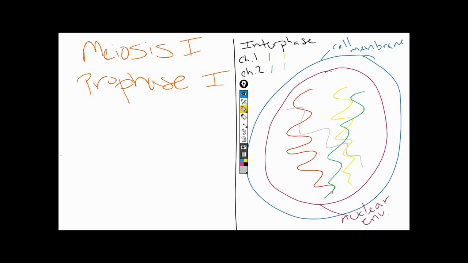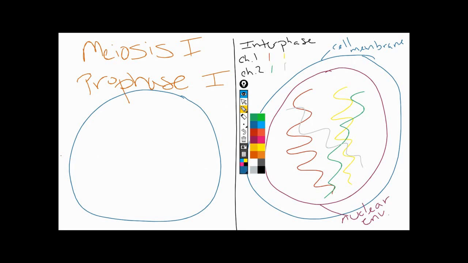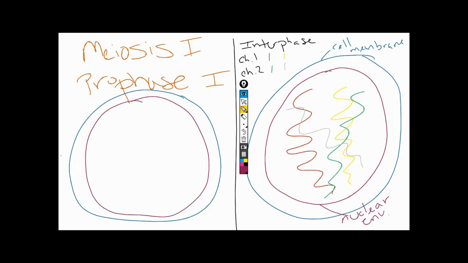Okay, so let's think through the things we need. Do I still have a cell membrane? Yeah, that's not going to go away, right? Let's go ahead and draw that. Okay, do I still have a nuclear envelope? Yep, I'm going to keep that for now. Give myself as much space as possible. What's happened to my DNA?